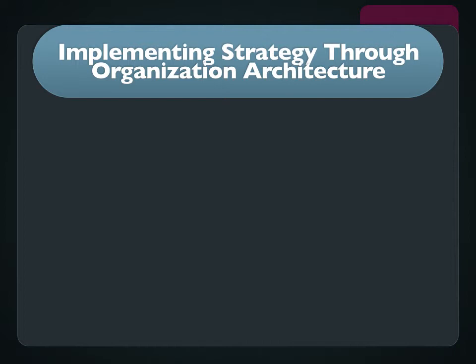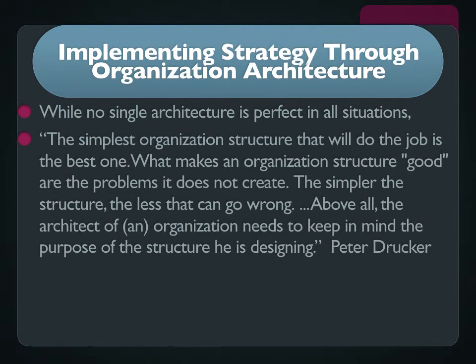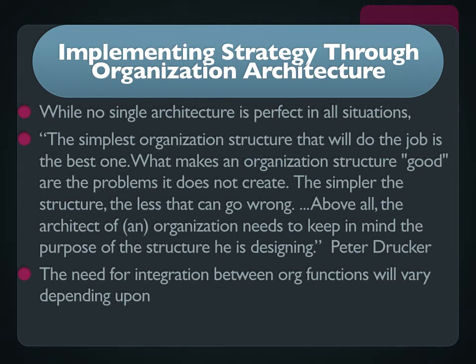So let's talk about implementing strategy through organizational architecture. While no single architecture is perfect in all situations, the simplest organizational structure that will do the job is the best one. What makes an organization structure good are the problems it does not create. The simpler the structure, the less that can go wrong. Above all, the architect of an organization needs to keep in mind the purpose of the structure he is designing. That's from Peter Drucker, one of the more famous business scholars and consultants.